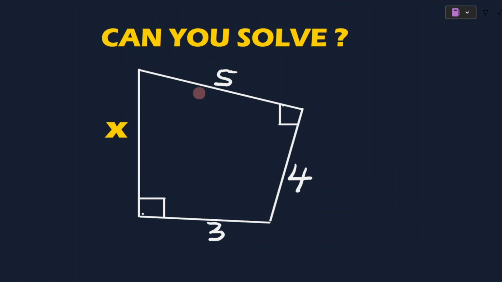Can you solve this? Let's see how much you know, because if you are good in geometry, you should be able to figure it out. What we have here is a four-sided polygon. This includes 5, 4, and 3.